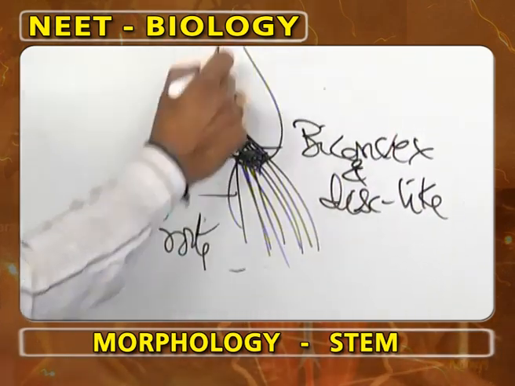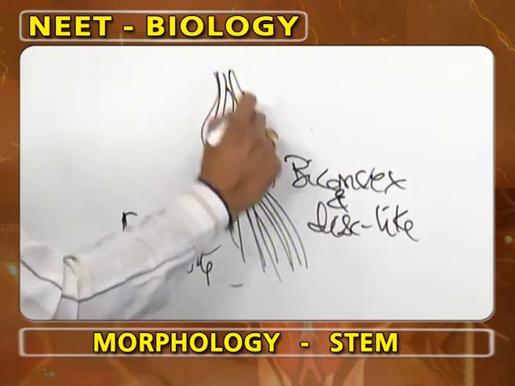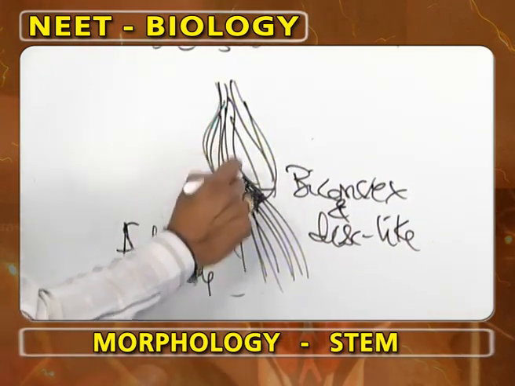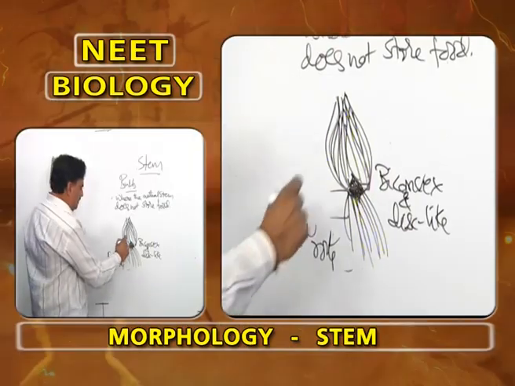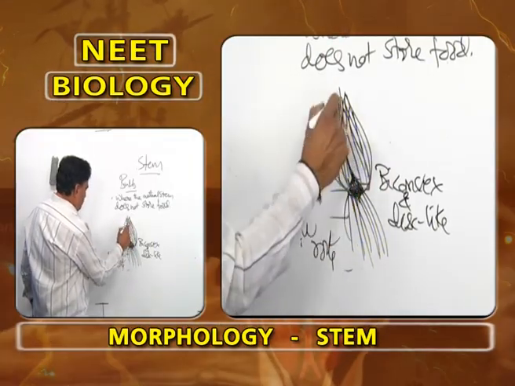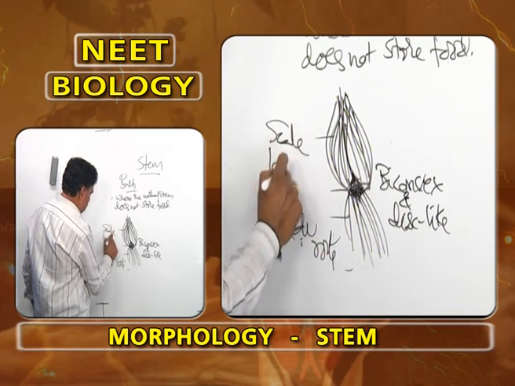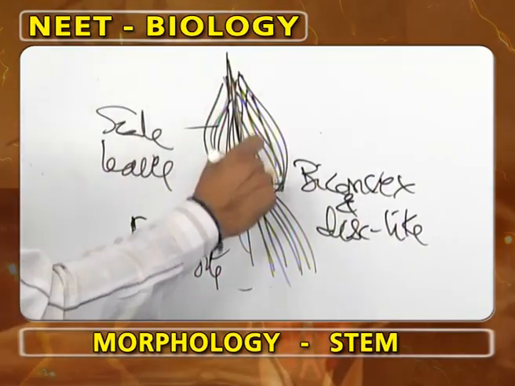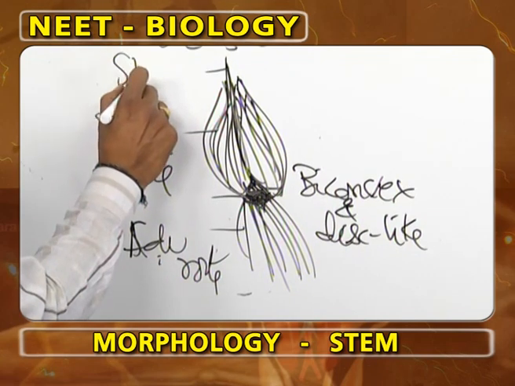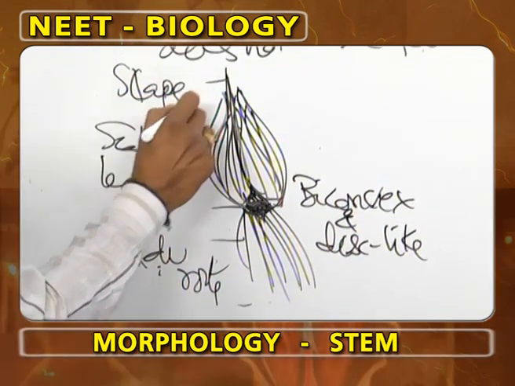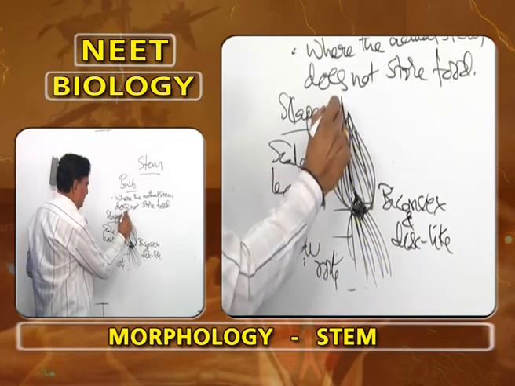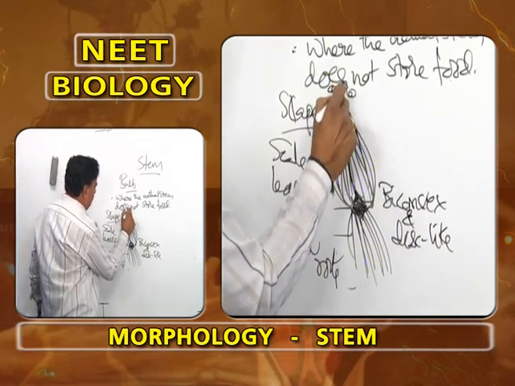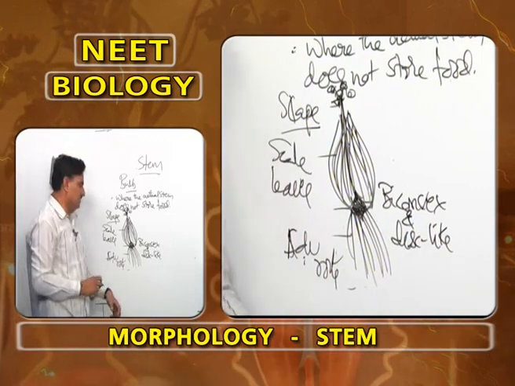From the upper side, many scale leaves are formed and arranged in the form of a bunch or group. The apical bud produces a weak, delicate stem-like structure called scape. At the tip of this scape, you will find a simple umbel inflorescence.